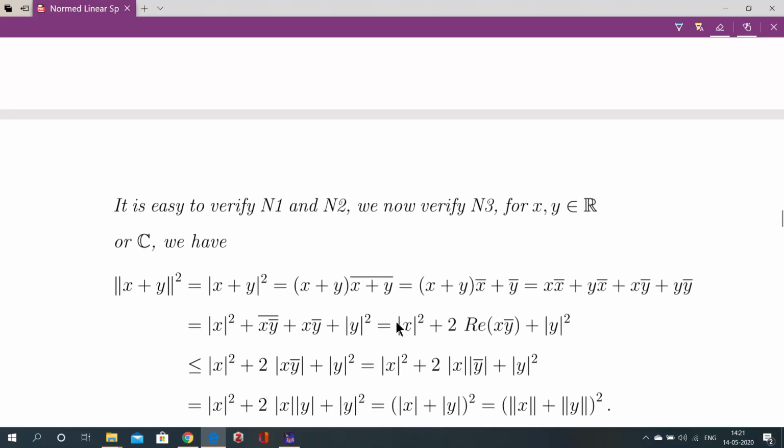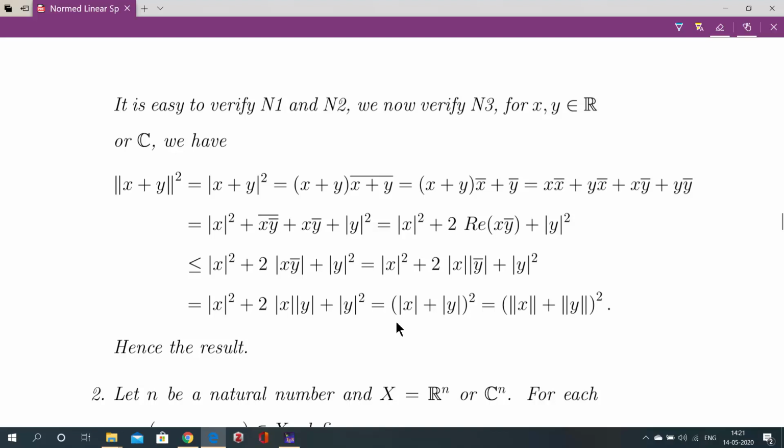So you can say that the norm of x plus y whole square is equal to the modulus of x plus y square, which is equal to x plus y into, if we take the complex case, the conjugate of x plus y. And after multiplication this becomes x into x conjugate, y into x conjugate, x into y conjugate, y into y conjugate, and using the properties, this becomes x into x conjugate.